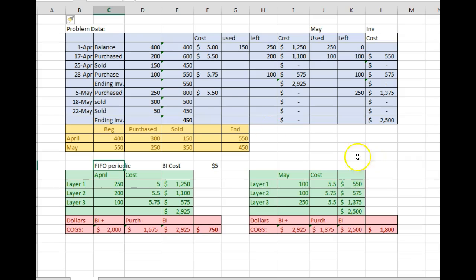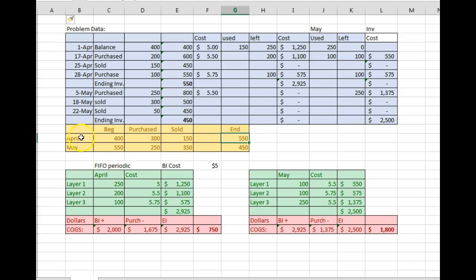Wow, where do you start? Okay, this is the information they give you right here. That's the beginning, that's what they give you. Then they tell you the costs, which are right here, and I put them in this table. So the very first thing you need to do is figure out the ending inventory quantities.